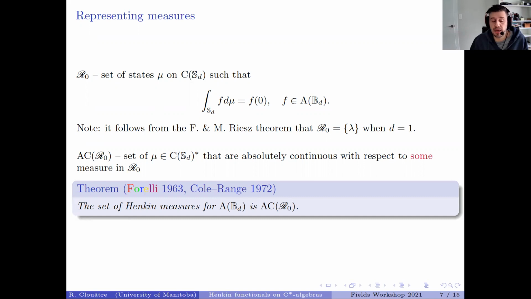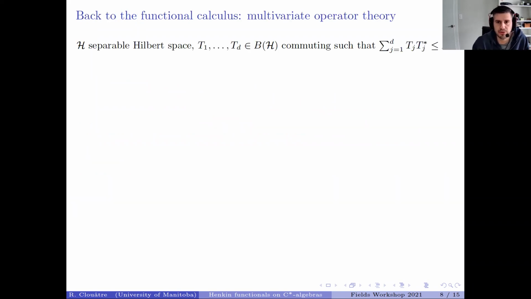So, okay, but now let's take a step back. Why should you even care about Henkin measures? Well, I tried to convince you that in one variable you should care because this allows you to identify those contractions that admit a nice functional calculus. So now you have this multivariate version. So you might hope that this is telling you something about the functional calculus in several variables. So let's analyze this question. Let me go back to operator theory here, but this time I would like to look at multivariate operator theory.